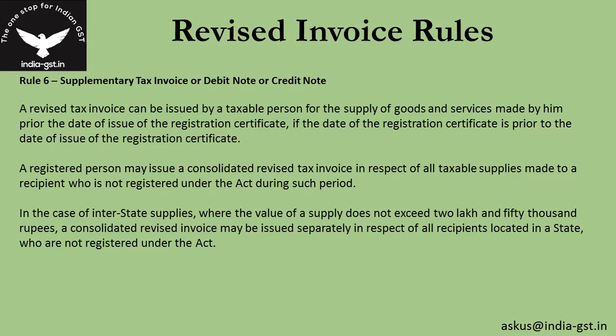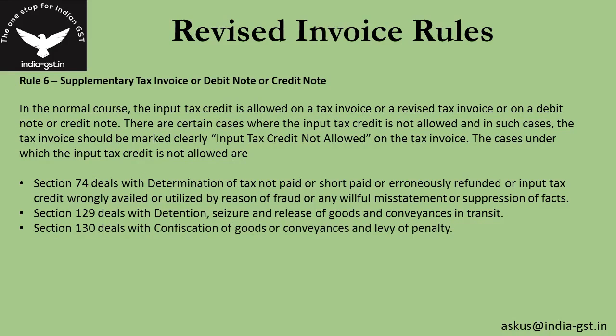In the case of interstate supplies, where the value of a supply does not exceed 2,50,000 rupees, a consolidated revised invoice may be issued separately in respect of all recipients located in a state who are not registered under the Act. Rule 6, supplementary tax invoice or debit note or credit note.